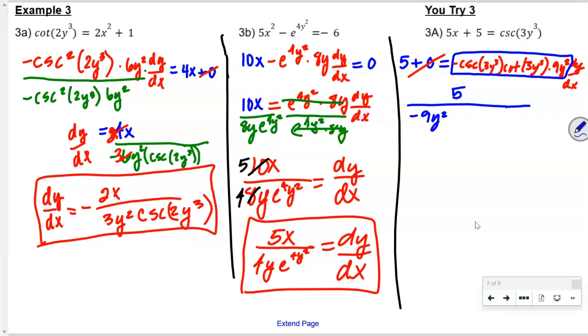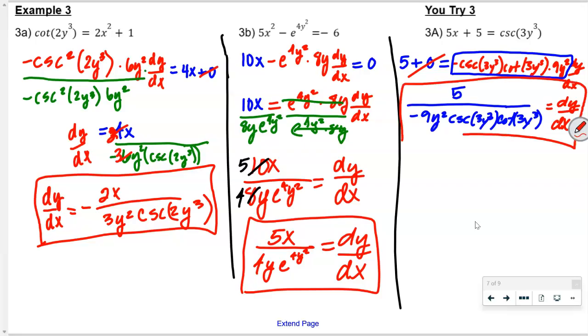That kind of helps me see whether I can reduce it or not. And then cosecant of 3y to the 3rd and cotangent of 3y to the 3rd. And that's going to be equal to our what? That's equal to our dy over dx, right? And we are done with yet another.